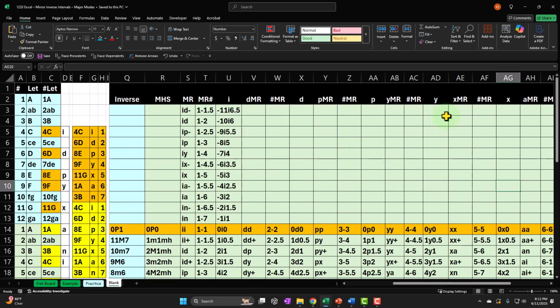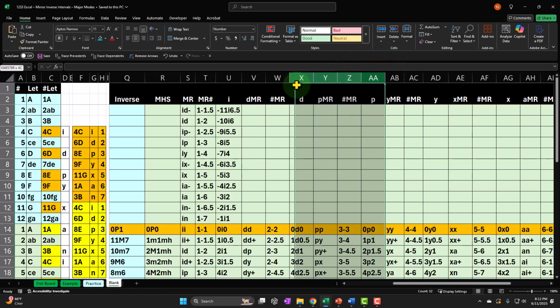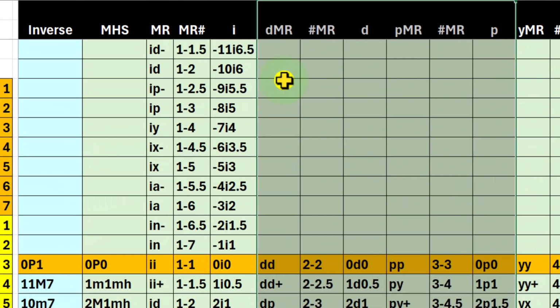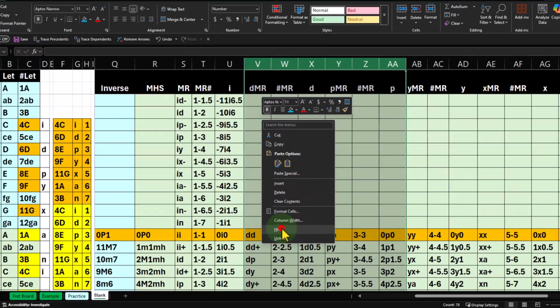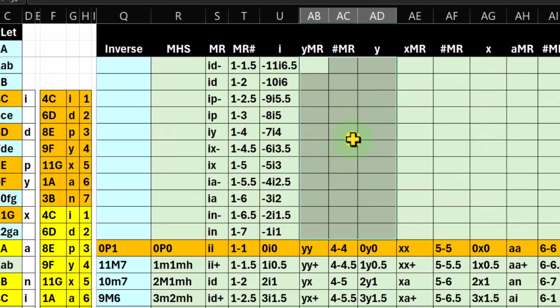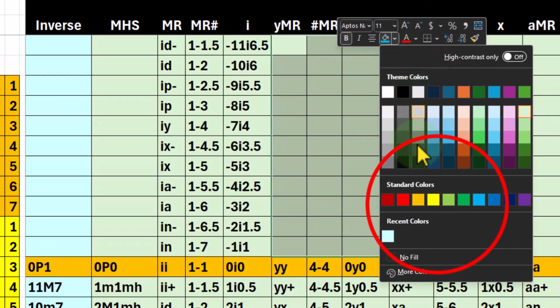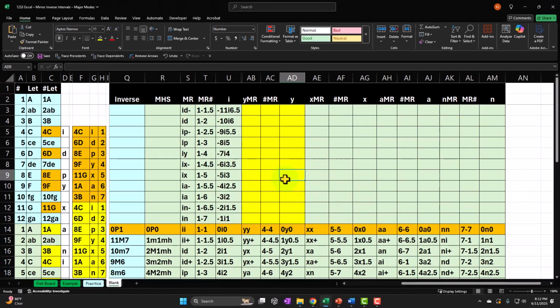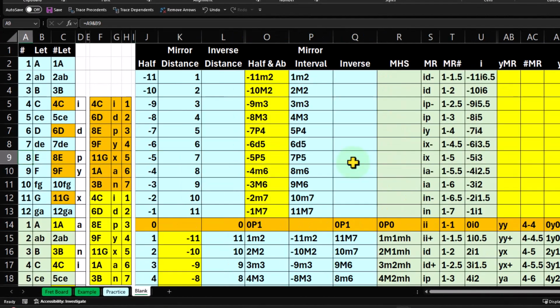I'm going to go over here to the next major, which is going to be the Lydian. So I'm going to hide these. I'm going to go from V to AA, right click and hide those. And let's work in this area. So I'm going to make that, let's make it yellow for now. All right. So that's where we're going to be working.